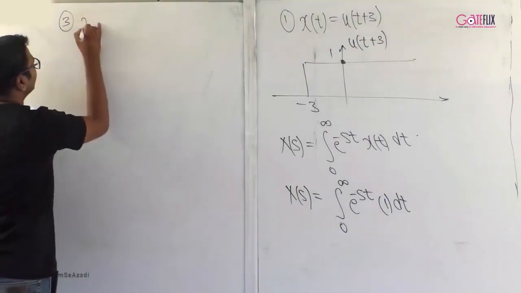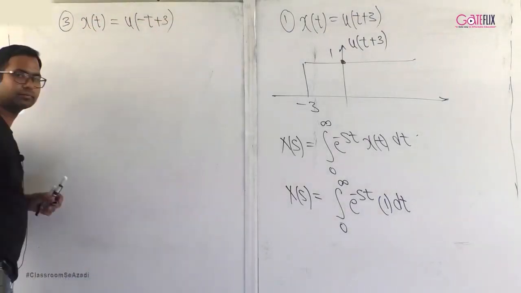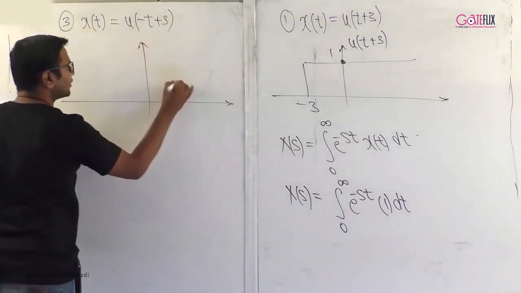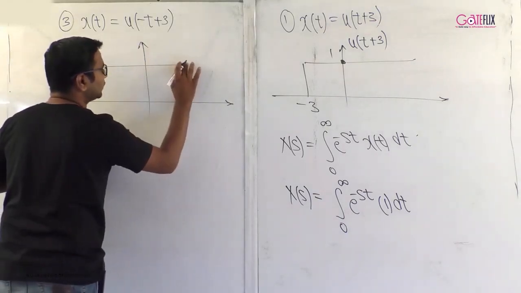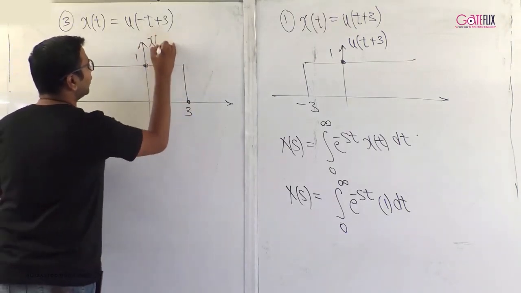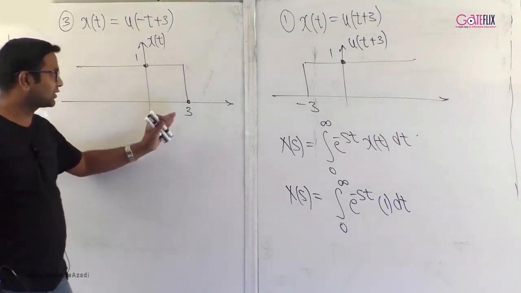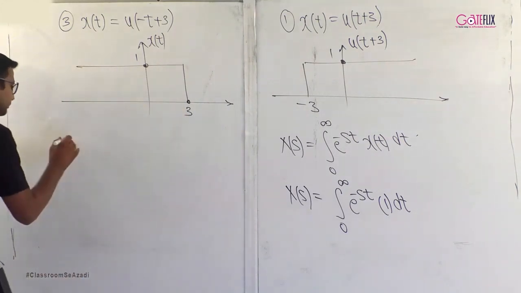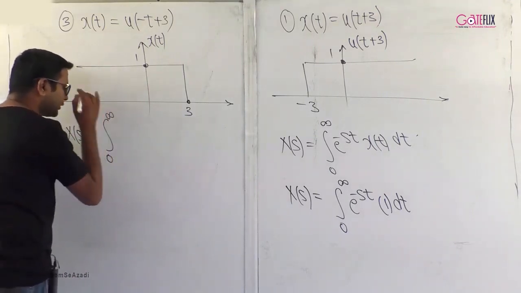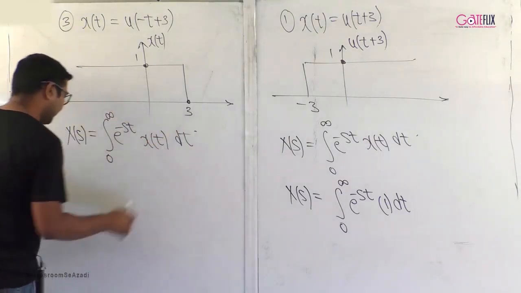The third question we are solving is u of minus t plus 3. The signal u of minus t plus 3 starts from 3 and goes to minus infinity. Since the signal starts from 3 and goes to minus infinity, the unilateral Laplace transform is calculated as integration 0 to infinity e raised to minus st x of t dt.